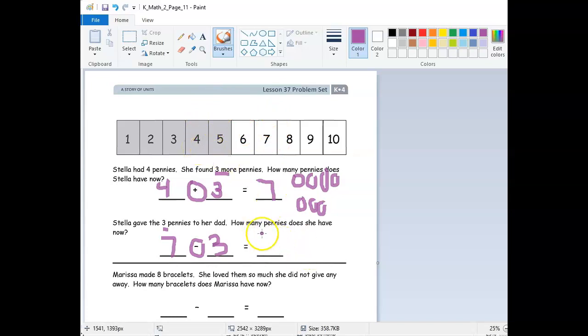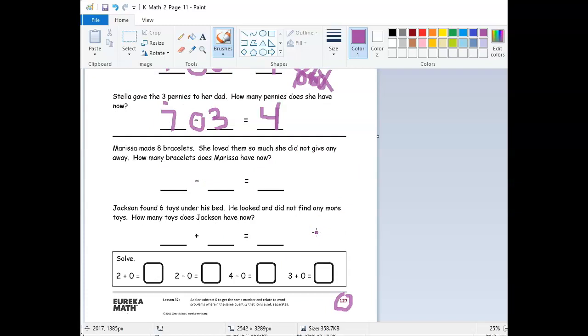Yes, she has 4. Remember, I can use my picture as well. If you look over here, it'll show that you have 7 pennies. And how many did she lose? Yes, 3. So I'll cross out 1, 2, 3. 7 minus 3 equals 4. So now my picture matches my number sentence. Okay, on the next one, I'll read it for you, and then you will work on this one by yourself.